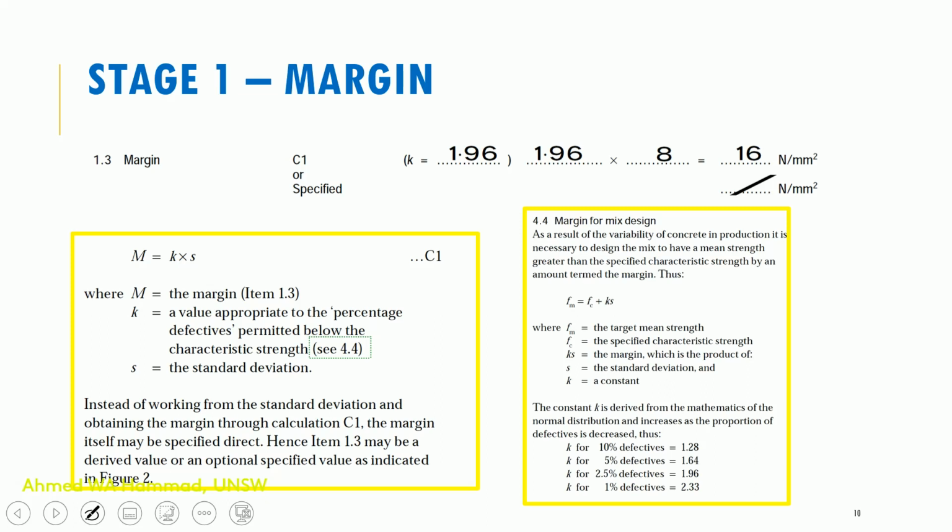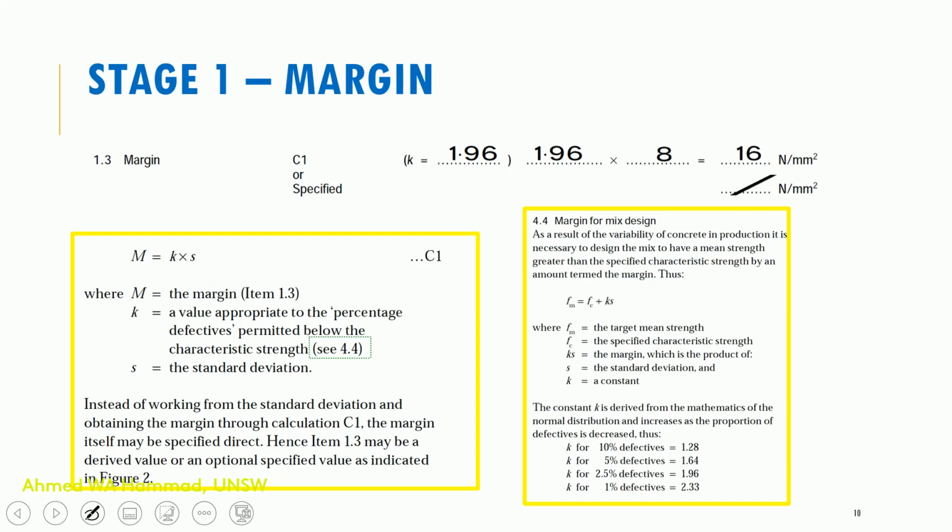Okay, step 1.3. Again, this is still related to the previous step, step 1.1, where we calculated the standard deviation. So in step 1.3, we're concerned with the margin. Now, the margin is a measure of the variability in the strength of your concrete mix. This is necessary because we want to make sure that the mix that we end up with has a mean strength that's greater than the strength that's specified by the client.